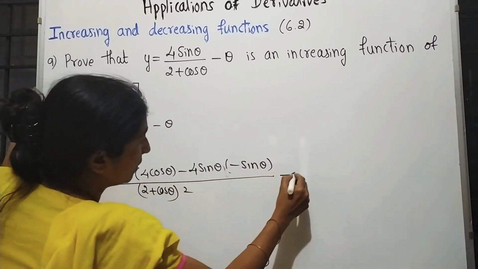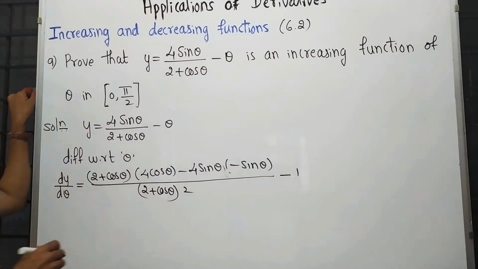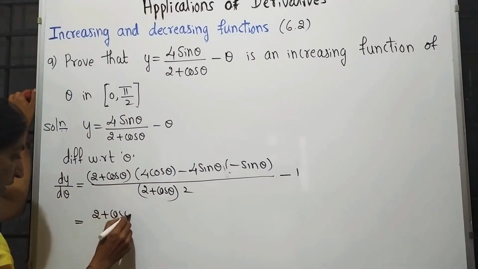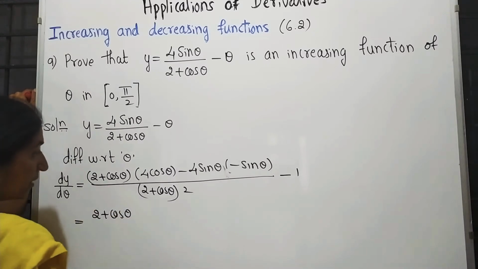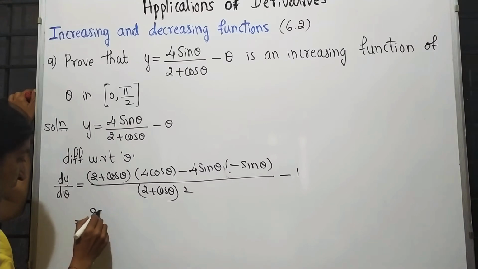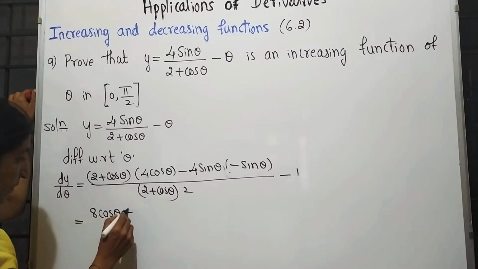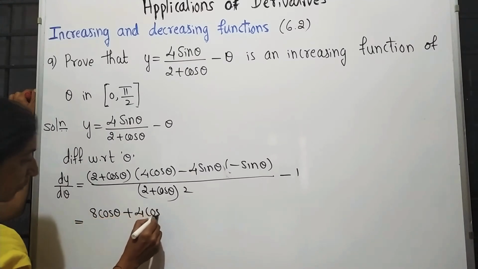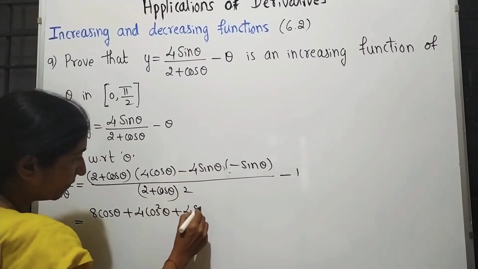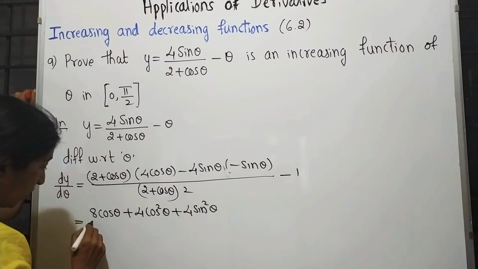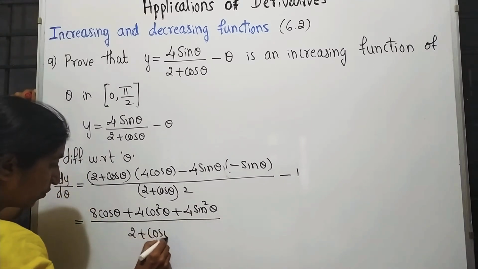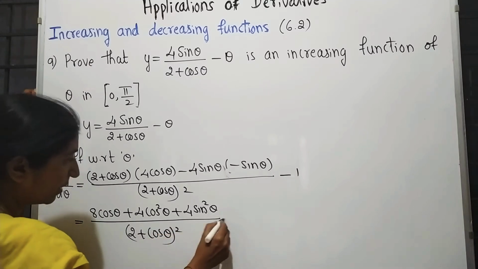and minus differentiation of theta with respect to theta, which is 1. Here after differentiation, remove the bracket. 2 into 4 cos theta is 8 cos theta plus 4 cos square theta, minus into minus plus 4 sin square theta, divided by 2 plus cos theta whole square, minus 1.